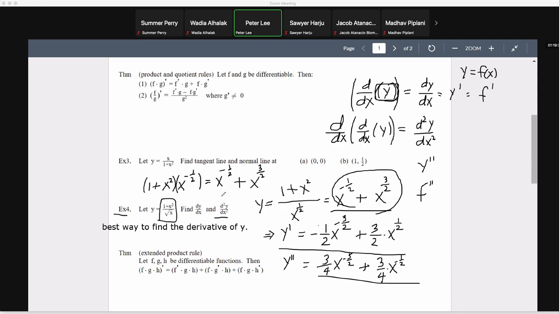Again, in example 3, we couldn't avoid the quotient rule. There's no way to avoid the quotient rule in example 3. But in example 4, there is. Sometimes you can avoid the quotient rule, sometimes you cannot. But if you can, you should avoid it, by all means. Any questions here?